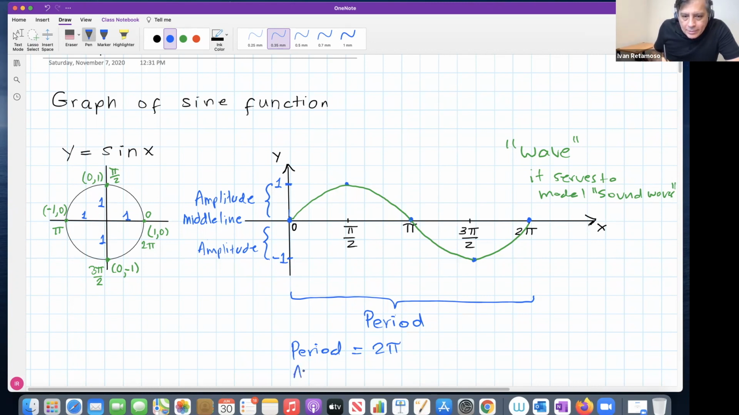And the amplitude should be equal to 1, right? Because again, from the middle line, 1 up, 1 down.